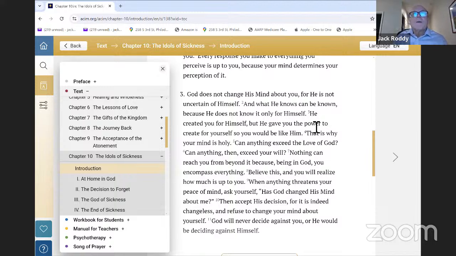When anything threatens your peace of mind, ask yourself, has God changed his mind about me? Then accept his decision, for it is indeed changeless, and refuse to change your mind about yourself. God will never decide against you, or he would be deciding against himself.